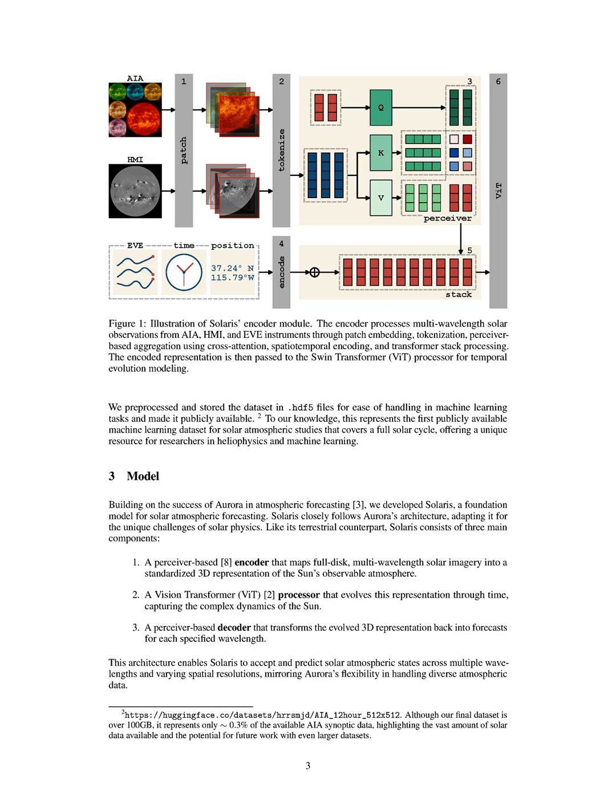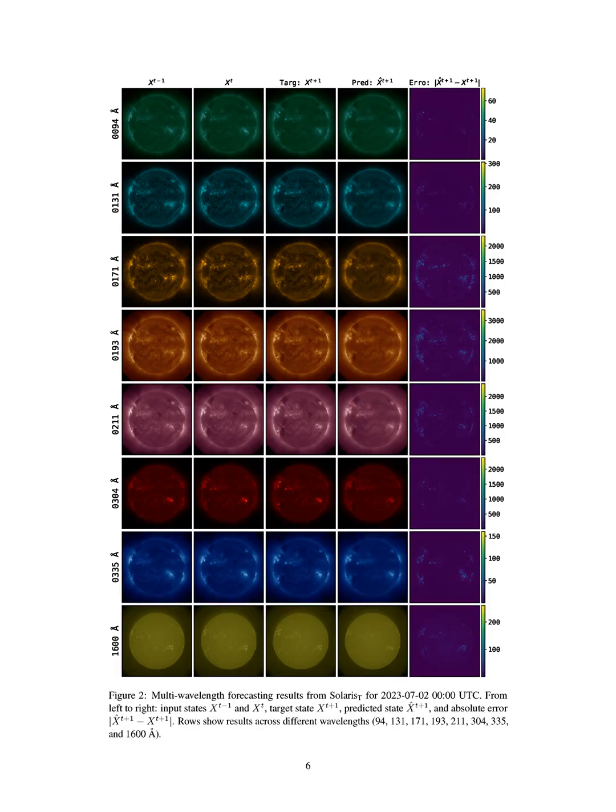The model then decodes the evolved representation back into full-resolution images for specified wavelengths, effectively predicting future states based on historical observations. For instance, when forecasting the solar atmosphere 12 hours ahead, Solaris uses two historical states at 8 wavelengths, applying normalization and transformation techniques to ensure balanced sensitivity across varying intensity scales, ultimately producing accurate predictions for both observable and emerging regions of the Sun.